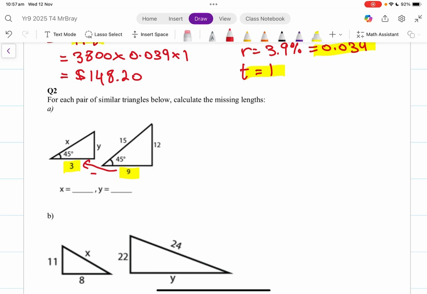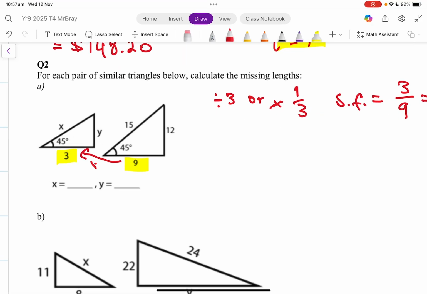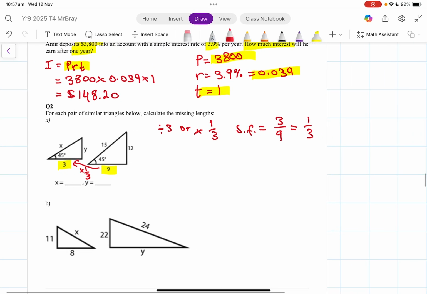So going from 9 to 3, well, I'm actually dividing by 3, or I'm multiplying by 1 over 3. So if you looked at this question in terms of scale factor, you would find that it's 3 over 9 with that pair of corresponding sides, which is 1 over 3. So it's dividing by 3, or we have been looking at it in terms of multiplying also. So that's times by 1 over 3.